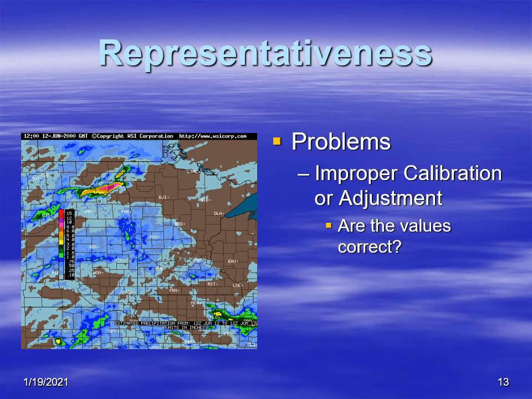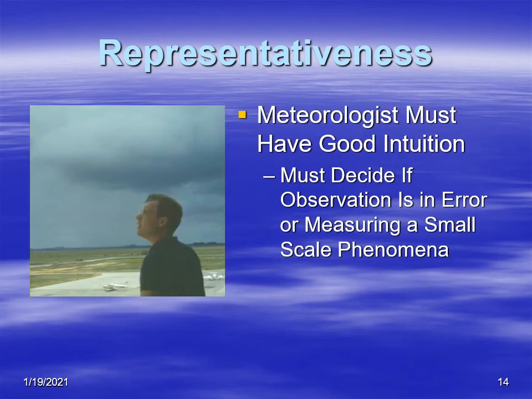For example, sometimes radars are not really showing you what's going on because they may not have been calibrated properly. So are those values correct? So as meteorologists, we need to look at the measurements and decide whether those measurements are in fact telling the story or not. So it's up to our intuition to figure out what the instrument is telling us.